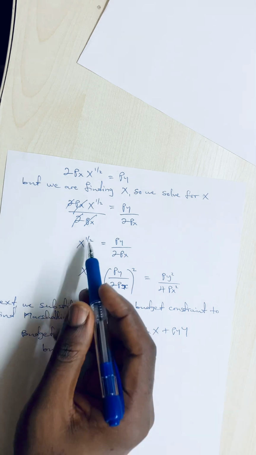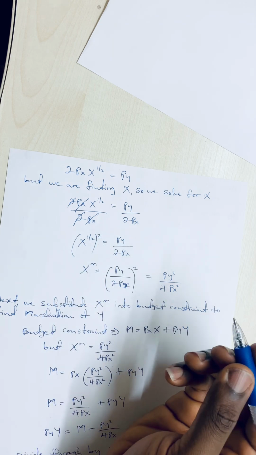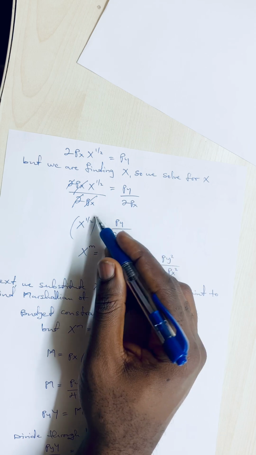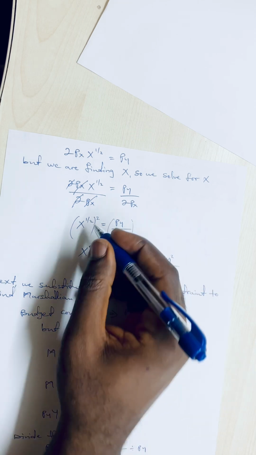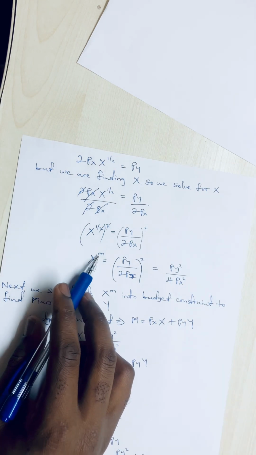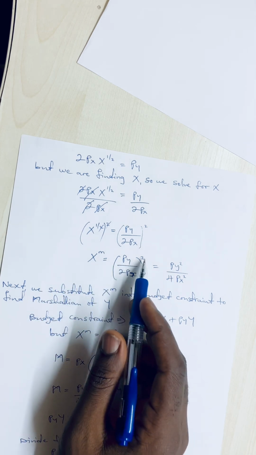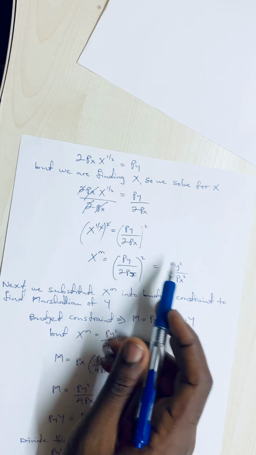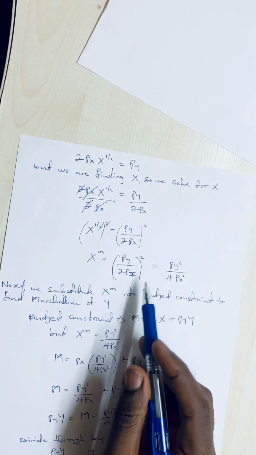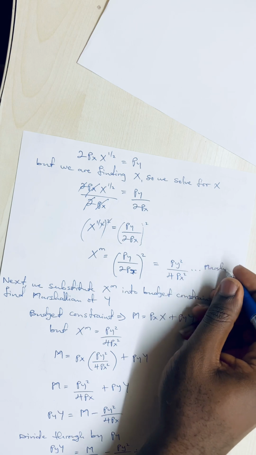If you want to eradicate this half, what do we do? We simply take the square on both sides. So this cancels this. Therefore you have x Marshallian, xm, equals (py over 2px) all squared. So py raised to 2 gives you py squared, and 2 raised to 2 is 2 times 2, which gives you 4, then px squared. So this is the Marshallian for x.